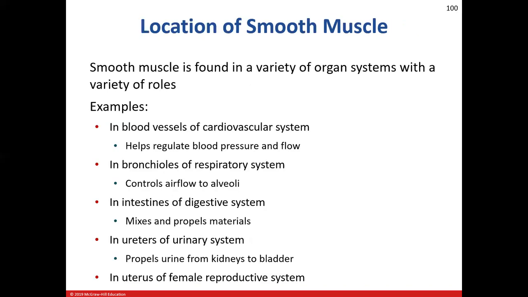So let's look at the location of where we find a lot of our smooth muscle. It's going to be found in a variety of organ systems, also with a variety of roles. If we look at the cardiovascular system, we're going to find it in the blood vessels. This is going to help regulate the blood pressure and blood flow by constricting and dilating those particular vessels.